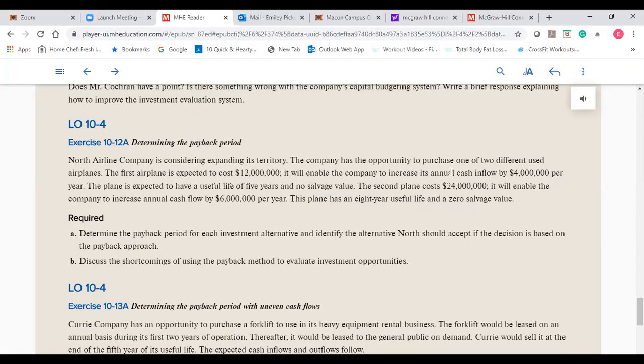The company has the opportunity to purchase one of two different airplanes. The first airplane costs $12 million. It will enable the company to increase its annual cash flow by $4 million per year. The plane is expected to have a useful life of 5 years, no salvage value, so that makes our lives easier. The second plane is $24 million. It will enable the company to increase cash flow by $6 million per year. This has an 8-year useful life and no salvage value. So let's figure out what the payback is going to be for each of them.